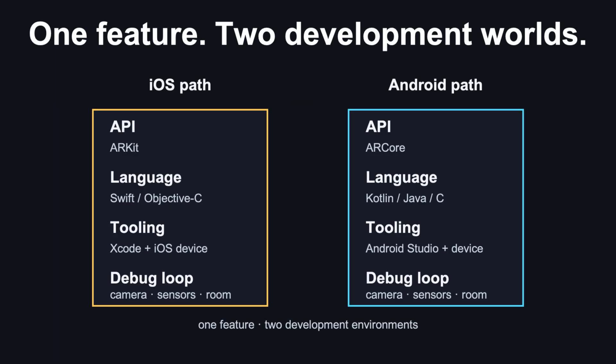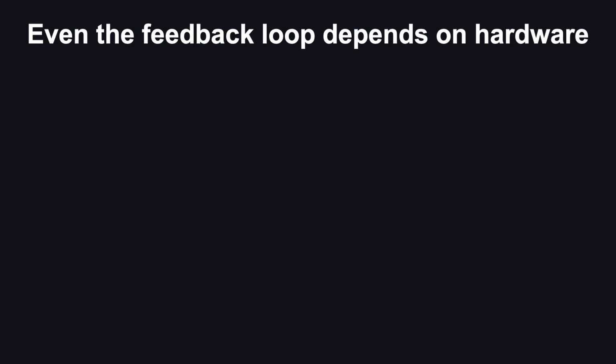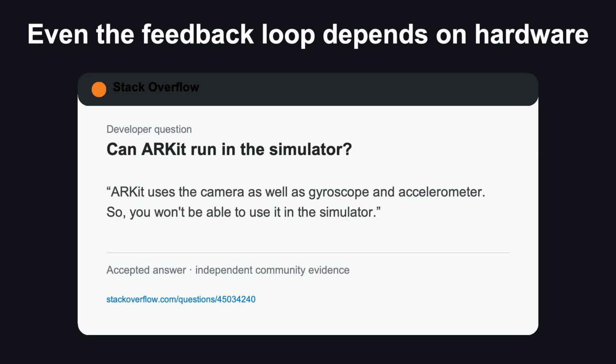Before any framework enters the picture, a basic augmented reality feature already splits. ARKit and ARCore expose different APIs, live in different toolchains, and pull developers toward different languages and build environments. The camera, gyroscope, accelerometer, and physical room are part of the program. That is why a normal simulator cannot simply invent the state that ARKit expects.